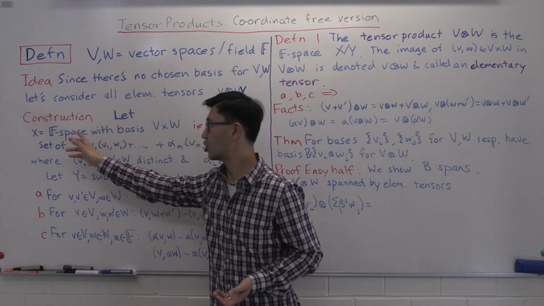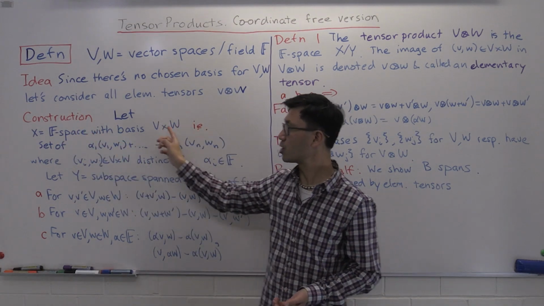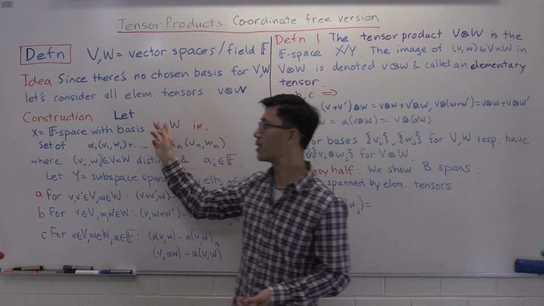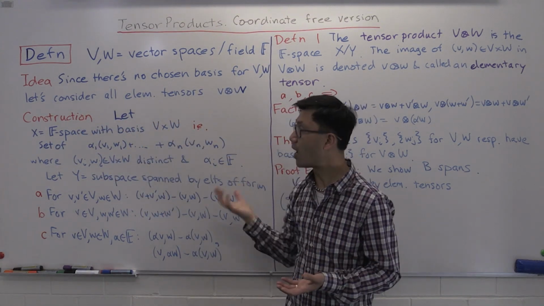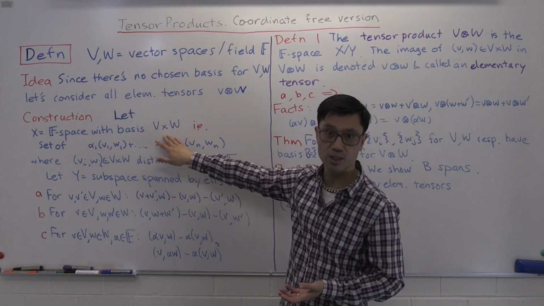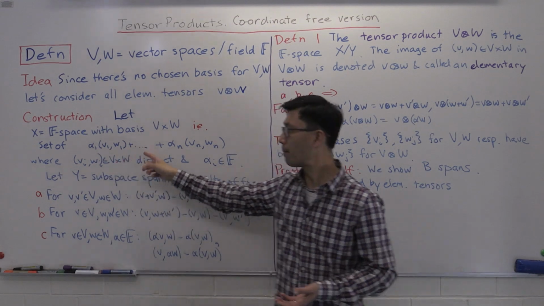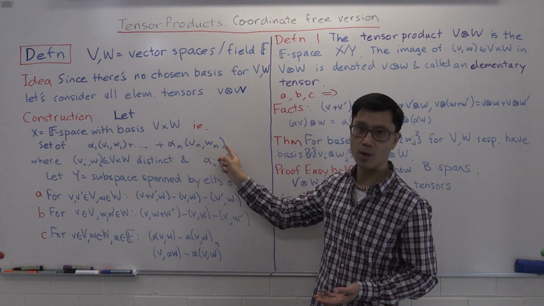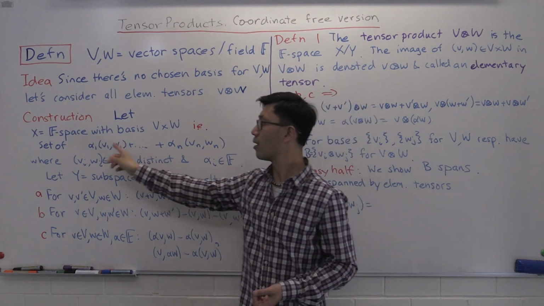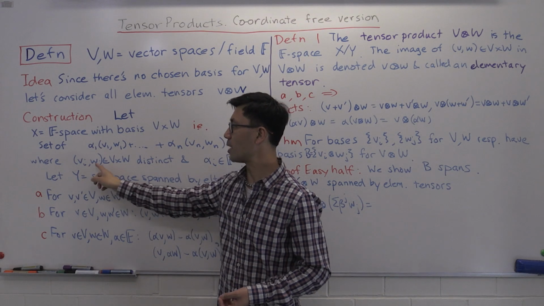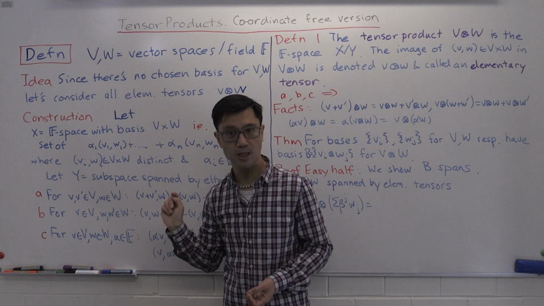In the following construction, we're going to start with a vector space X over F defined with a basis which is V cross W. So what does it mean? X is this vector space here: you just look at all formal finite linear combinations of V cross W. So things which look like this: alpha 1 (v1, w1) plus all the way up to alpha n (vn, wn), where all the alphas are just scalars inside our ground field F, and the pairs (vi, wi) are all elements of this Cartesian product. And we'll assume that they're all distinct.